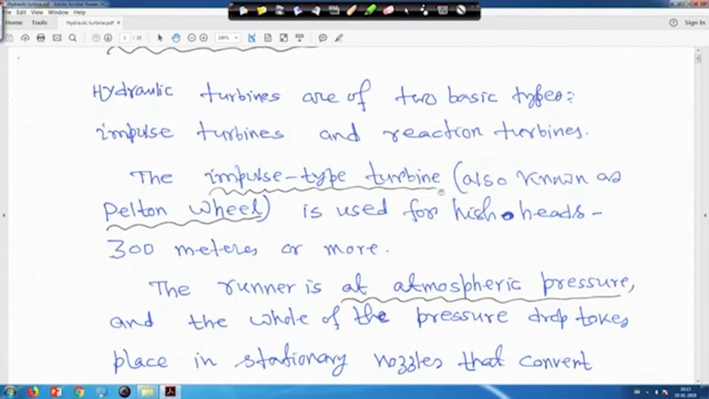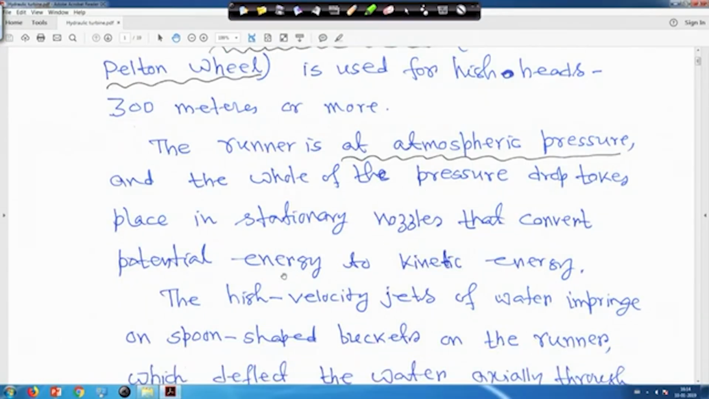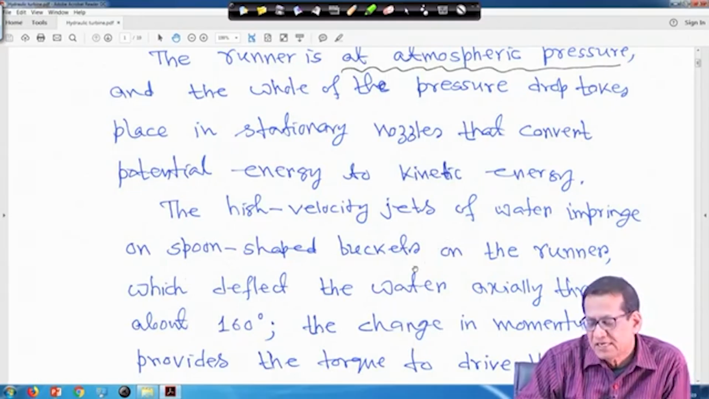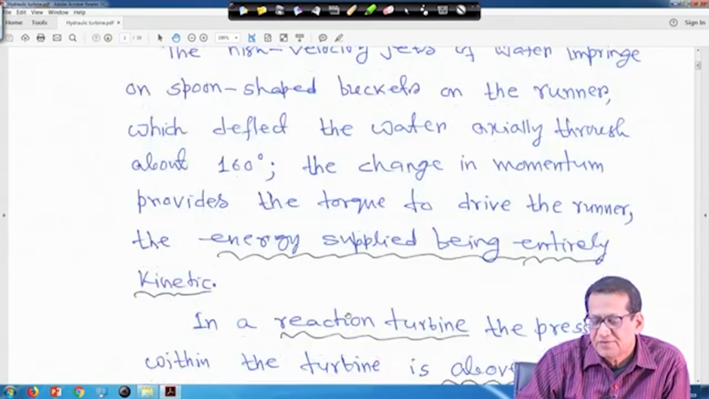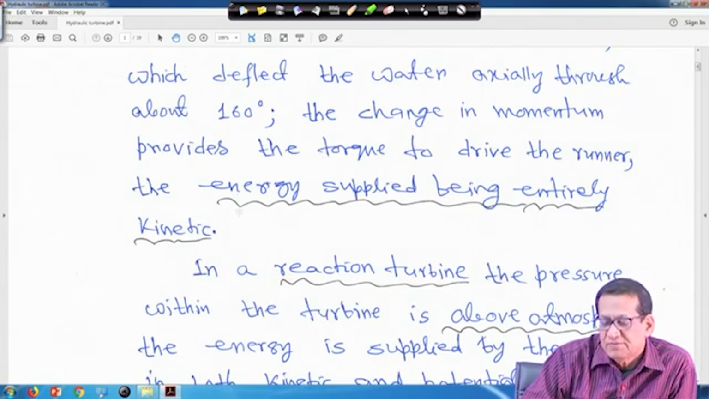The impulse type turbine, also known as the Pelton wheel, is used for high heads, that is 300 meters or more. The runner is at atmospheric pressure and the whole of the pressure drop takes place in stationary nozzles that convert potential energy to kinetic energy. The high velocity jets of water impinge on spoon shaped buckets on the runner, which deflect the water axially through about 160 degrees. The change in momentum provides the torque to drive the runner, the energy supplied being entirely kinetic.